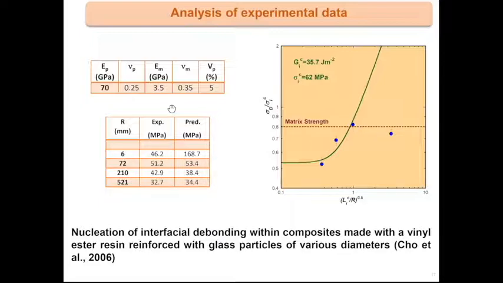In this case, the predicted value is very high, and it is likely that the fracture mechanism is different. It may involve matrix cracking, because the strength of the matrix is about 50 MPa in this case, and debonding is not the dominant mechanism. Okay.